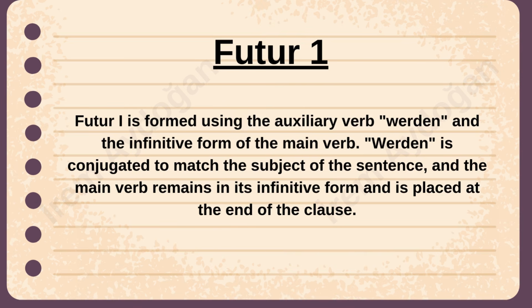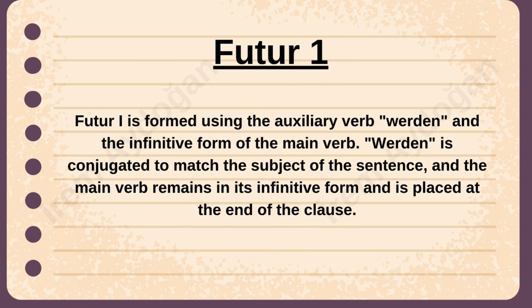Let's check at first how we use werden with the pronouns ich, du, er, sie, es, wir, ihr, and sie. Ich werde, with ich I use werde, du wirst, there is some change, du and er, sie, es are going to have some change.